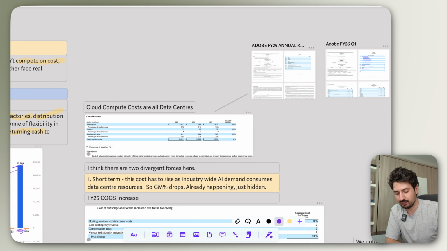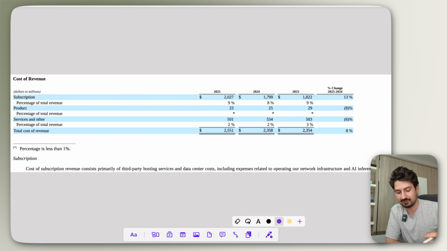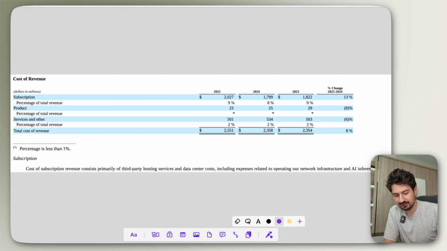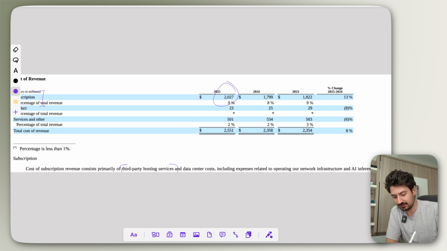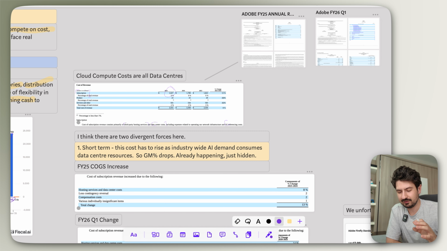So if we go and look at the financial statements from FY25, this will give us a little bit more insight into their gross margin and where their pure play costs come into the picture. So really, this subscription revenue here is essentially everything really material. And then they describe it down here as really just third-party hosting services, data center costs, and AI inference costs. So I think there are two interesting discussions here, like I hinted at.